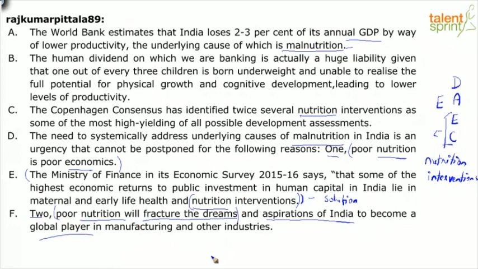What are the result or the outcome of poor nutrition? Children are born underweight, right? And because there is not much cognitive development, which is leading to lower levels of productivity, the aspirations of India becoming a global player in manufacturing and other industries is hampered, is reduced. So, for me, F and B has to follow F because B expands on why, taking in clue words and strategies.